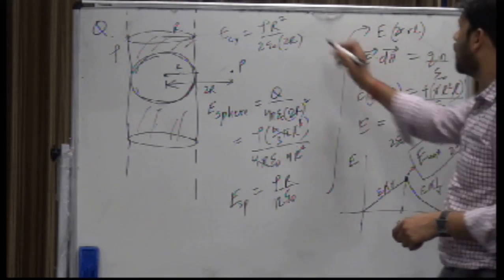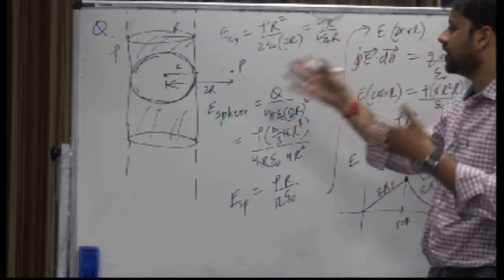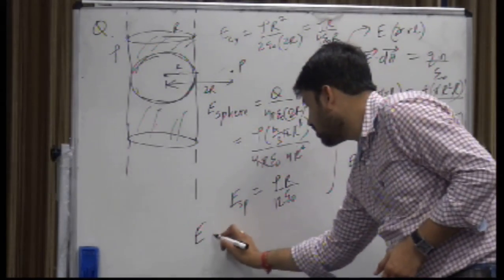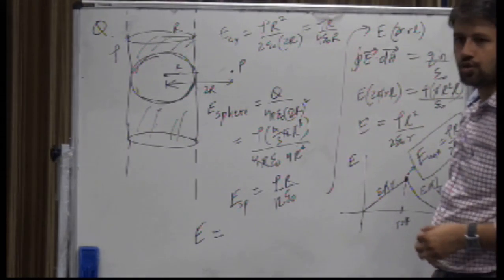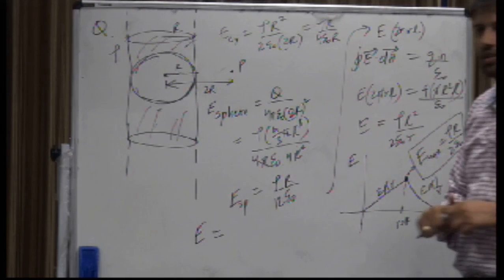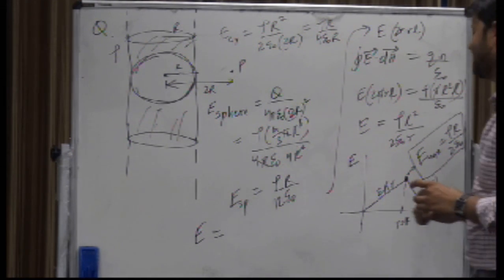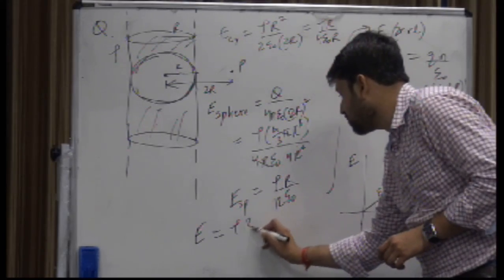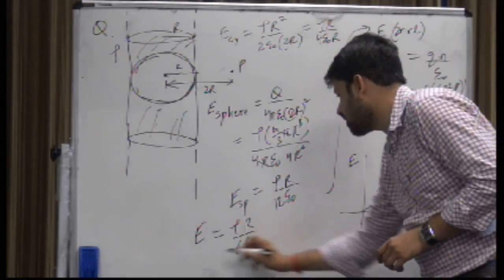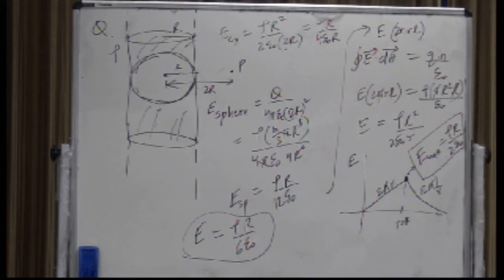So it would be how much? Rho r upon 4 epsilon naught r. So the net field would be the subtraction of these two. You should know how to take the LCM. So rho r upon 6 epsilon naught. This was the answer, an actual JEE problem. Okay.